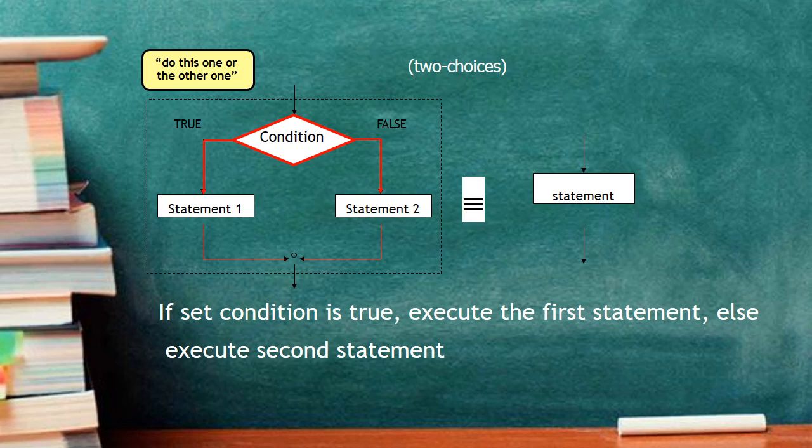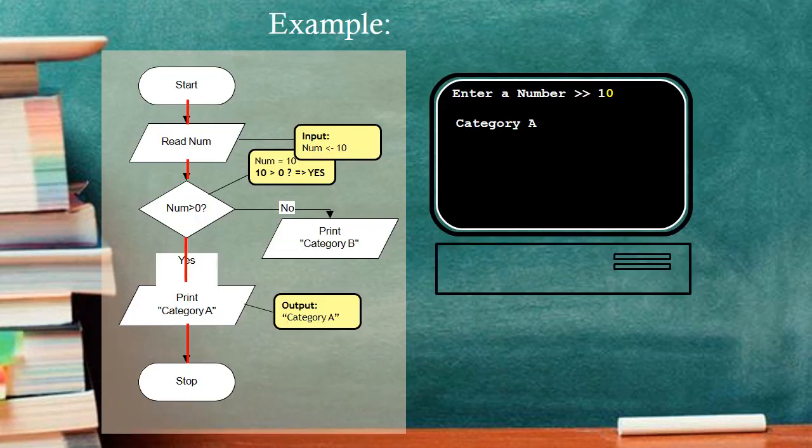If the statement is true, then the true part will be executed, and if the condition is false, then the statement 2 or the false part will be executed, as you can see in this example. If the said condition is true, execute the first statement, else execute the second statement.